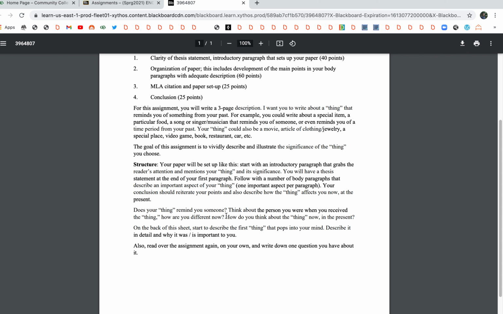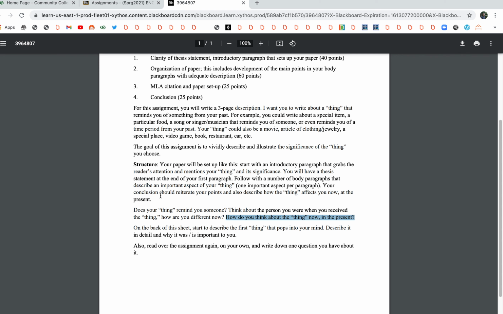And then finally, how do you think about the thing now in the present? So, if it's something from your childhood, reflect and look back on it now. What's your relationship with it now? So, similarly to the first paper, this is the tricky thing with these papers, and I'm purposely doing this. We're playing with time a little bit.